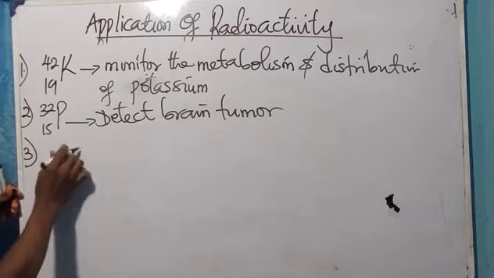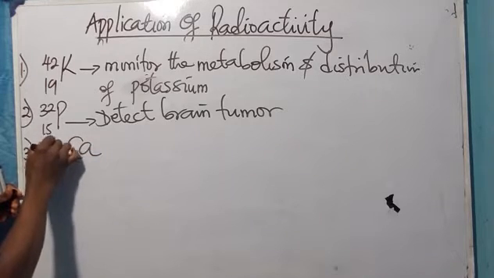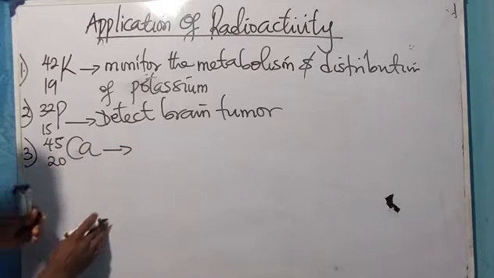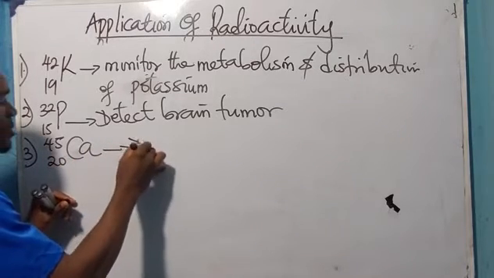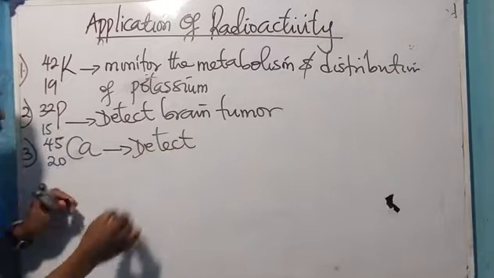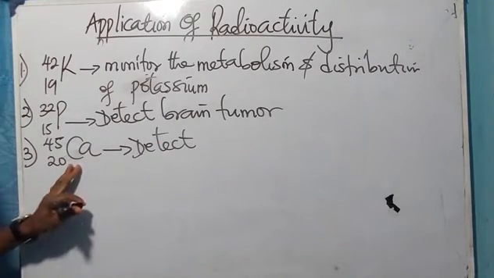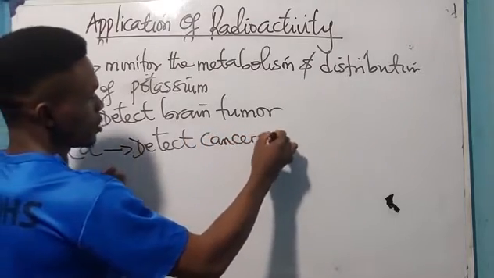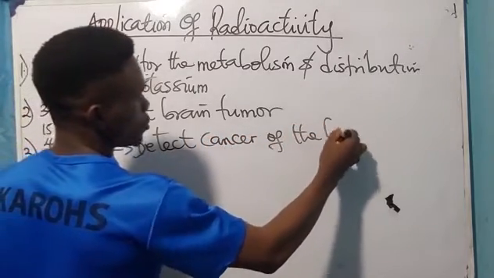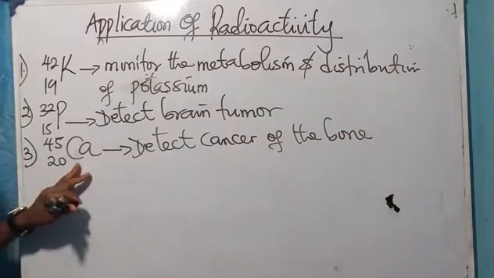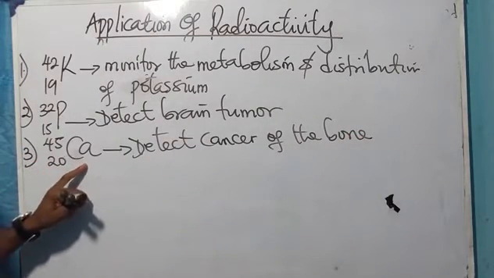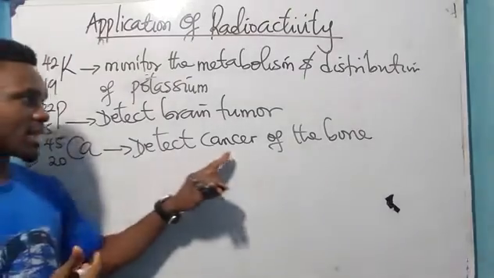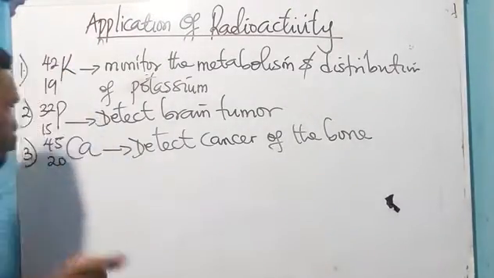Number three, calcium 45 is used to detect what? Cancer of the bone. Alright, calcium is always related to what? The bone. Take note of that. So calcium 45 is used to detect cancer of the bone. Take note of that.